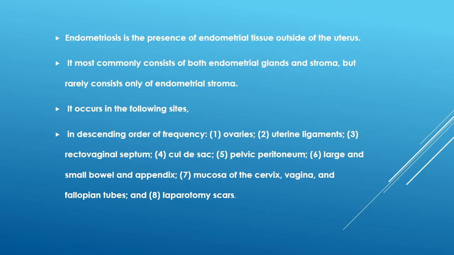Most commonly, it consists of both endometrial glands and stroma, that is, we find glands along with stroma outside the uterus. But in some cases you may find only endometrial stroma without endometrial glands, or only endometrial glands without endometrial stroma outside the uterus. In all these cases, you will label such a condition as endometriosis.